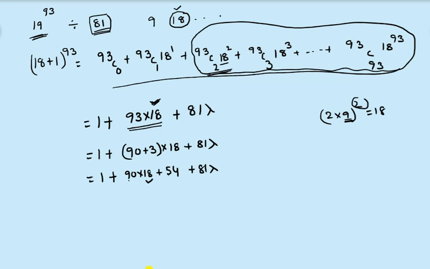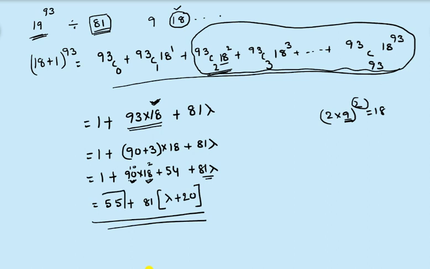Now here already one time 9 is there. One more time also 9 you will get. That's why 1 plus 54 is 55, plus from this we can take 81 common. You will get lambda here. Here also we are taking 9 common, right? Then 9 comes outside. Then we will get 2 left, here 10 left. That's why we are getting 20. Now when it is divided by 81, we are left with the remainder as 55.